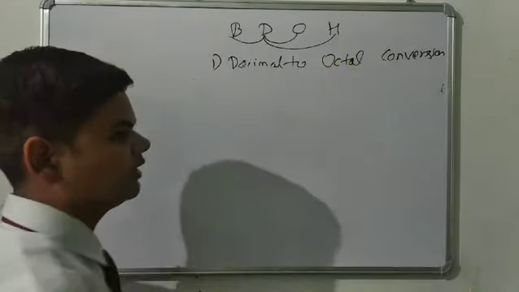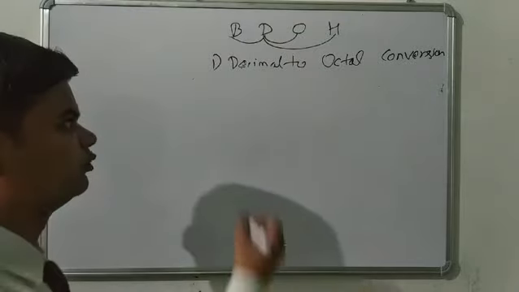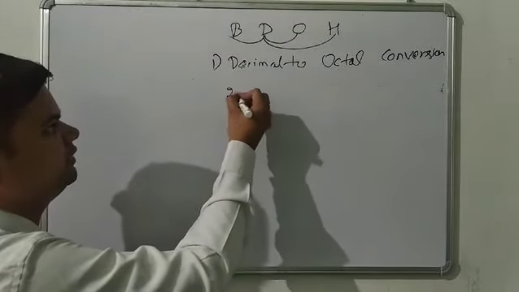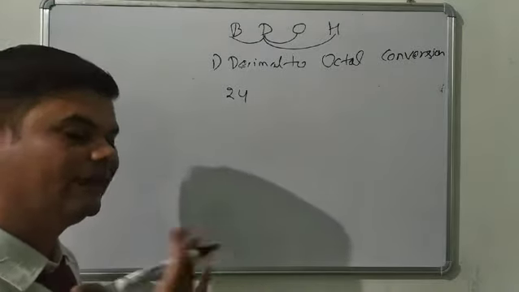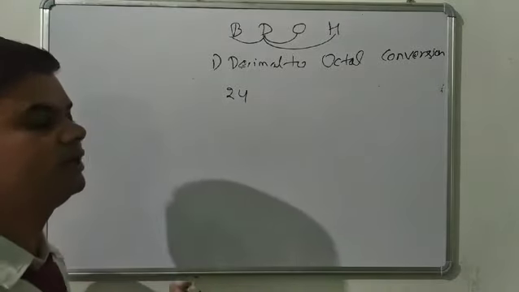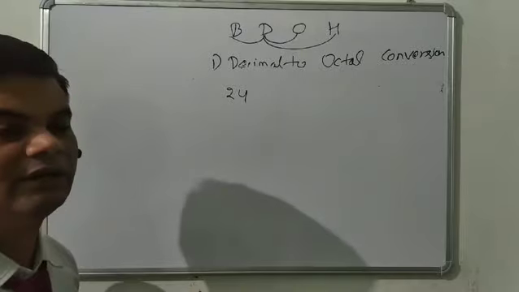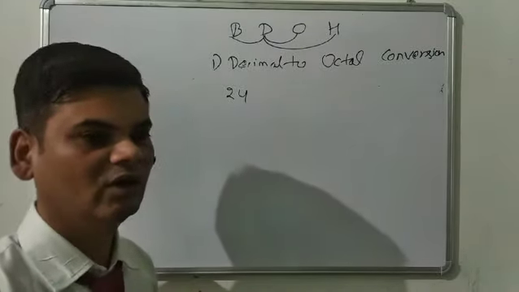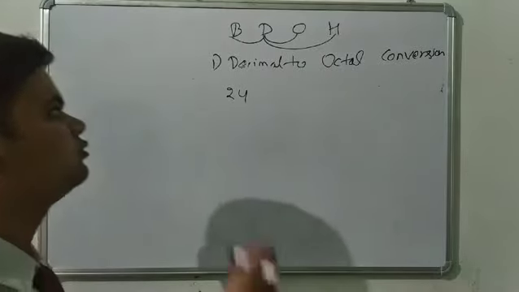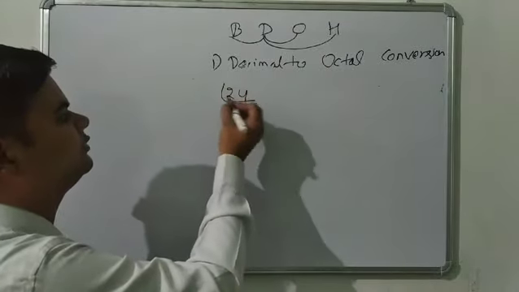Okay, suppose we are taking one more number, 24 again, and 24 is a decimal number. How will we convert the decimal number into octal? For that purpose we use the base, and the base of the octal number is 8. So we have to divide 24 by 8.